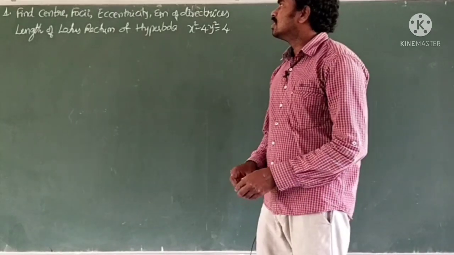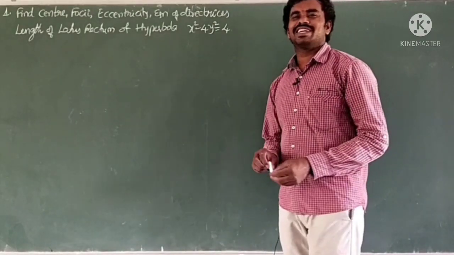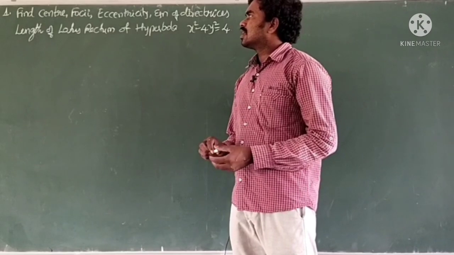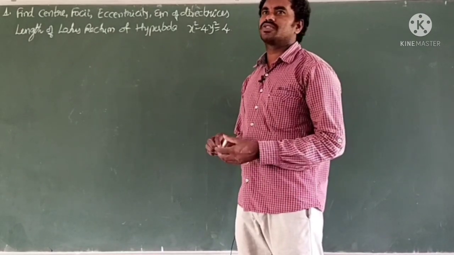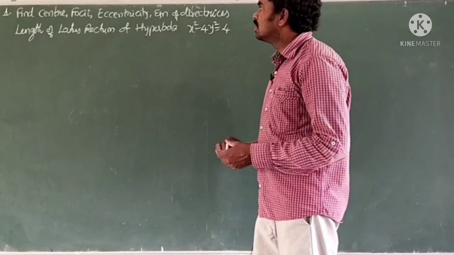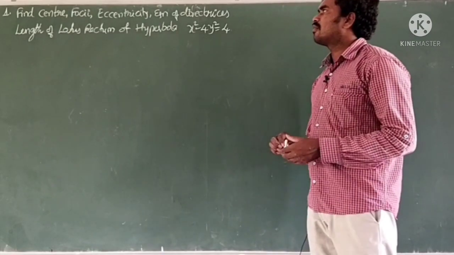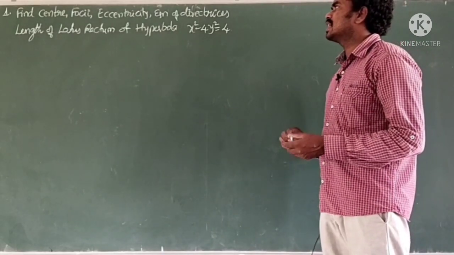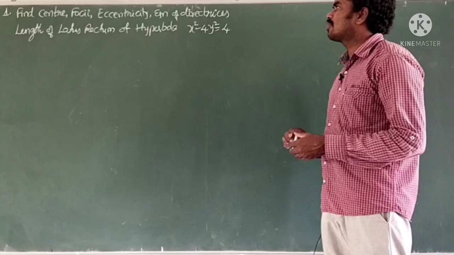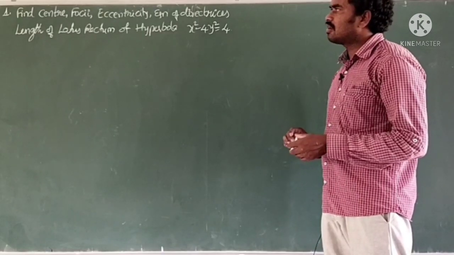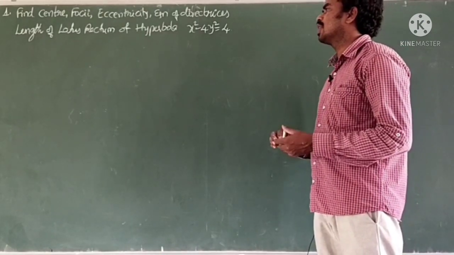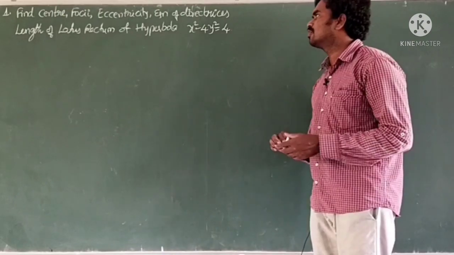Hi friends, second year maths, hyperbola chapter, 4 marks questions in this part. So the first one is: find the center, foci, eccentricity, equation of directrices, length of latus rectum of the hyperbola x square minus 4y square equal to 4.